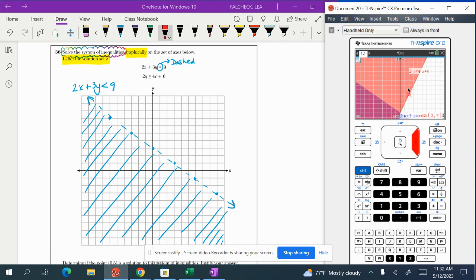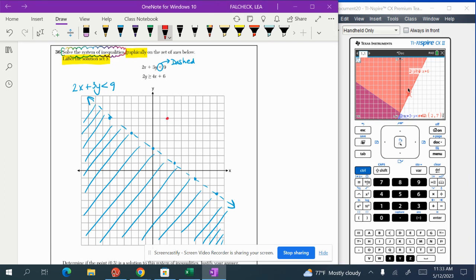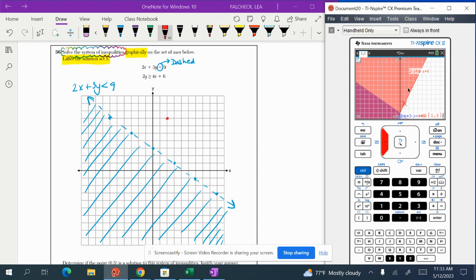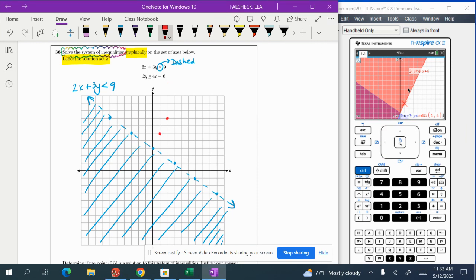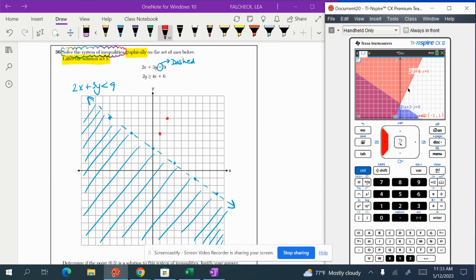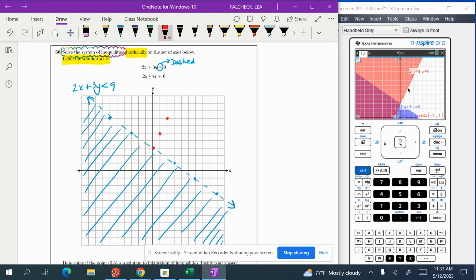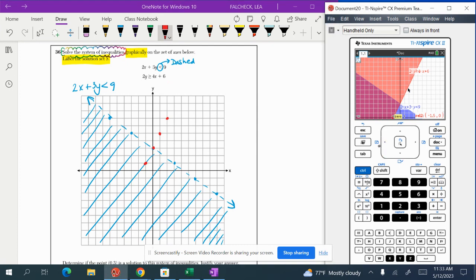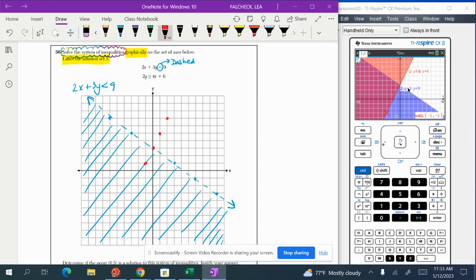2, 7. That looked like a good one to start at. Okay, so I've got 2, 7. 2 over 1, 2, 3, 4, 5, 6, 7. Okay. The next point that's good is 1, 1, 2, 3, 4, 5. 0, 3. Negative 1, 1. And then negative 3, 3. 1, 2, 3. Oops, that's not right. 1, 2, 3. Still not right.